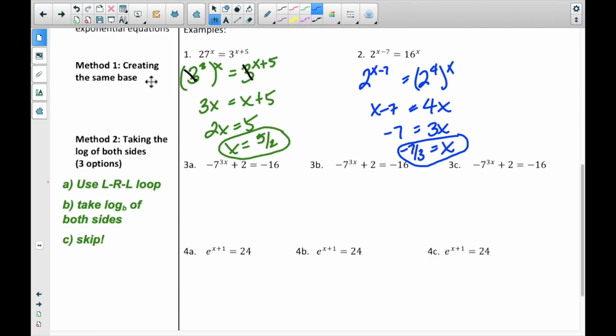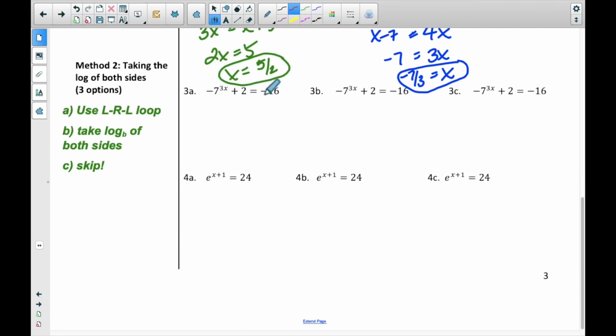And that's a very effective method if you kind of coincidentally have numbers which have the same base. So 27 and 3, they have the same base. 2 and 16, they have the same base. What if they don't have the same base? All right, so let's look at these next examples.